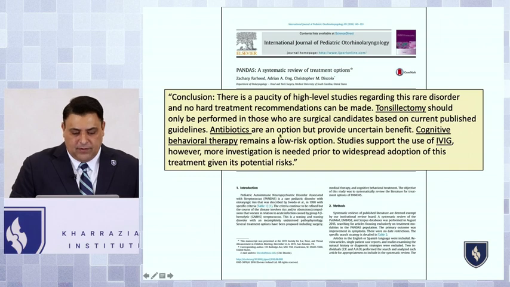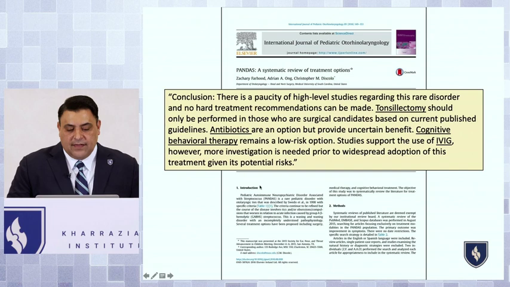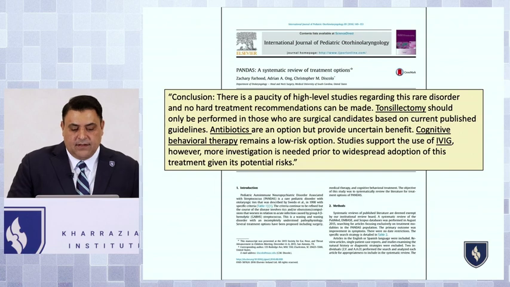So this is a paper that was published, PANDAS, a systematic review of treatment options. And here's what they conclude. There is a paucity of high-level studies regarding this rare disorder, and no hard treatment recommendations can be made. Tonsillectomy should only be performed in those who are surgical candidates based on current published guidelines. Antibiotics are an option but provide uncertain benefits. Cognitive behavioral therapy remains a low-risk option.